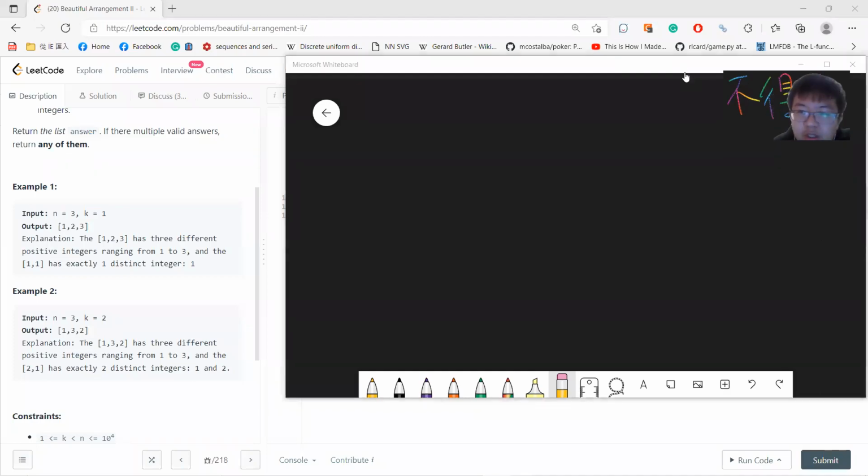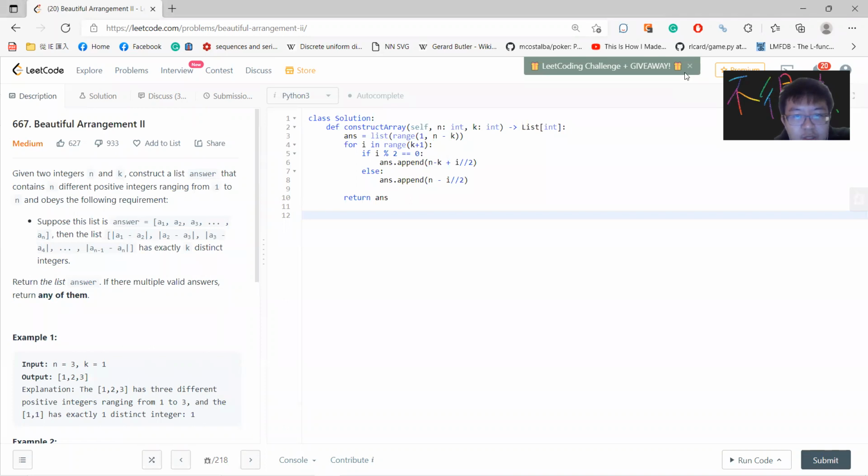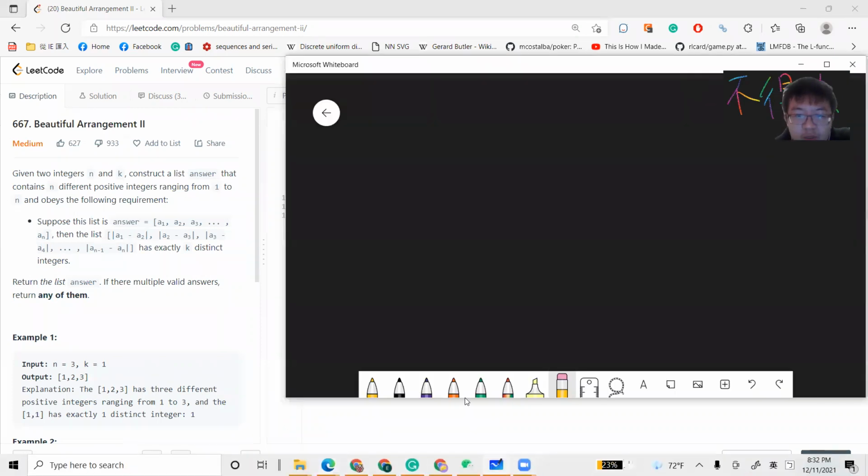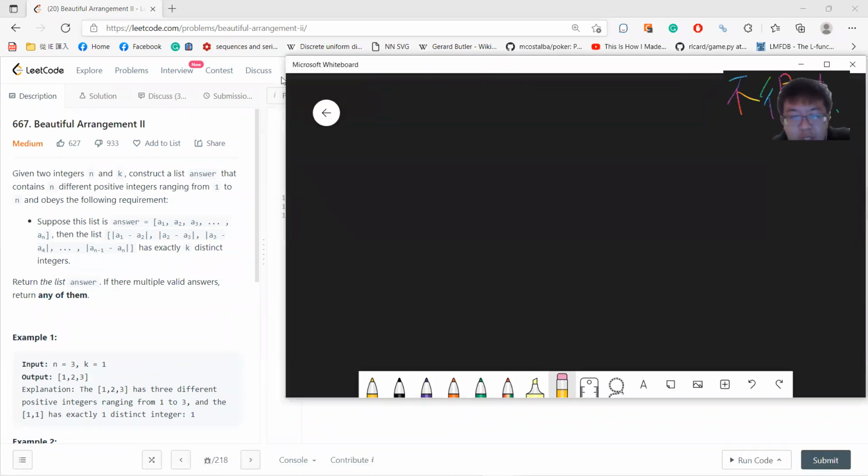Hey, what's up, guys? Let's solve this LeetCode problem, and I think the problem is very interesting. So let me just explain. Beautiful Arrangement II. Given n and k, your answer must be n different numbers from 1 to n, and need to satisfy that the differences between neighbors, a1 to a2, a2 to a3, a3 to a4, have exactly k distinct integers. Return any of them.